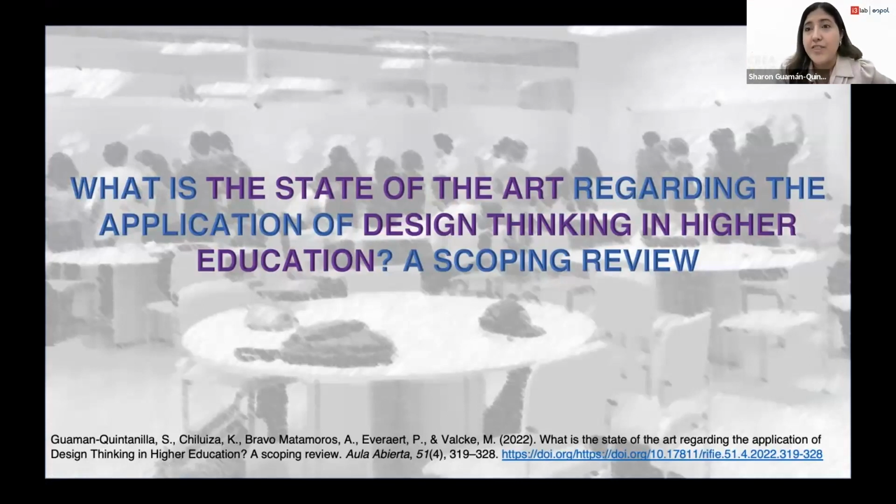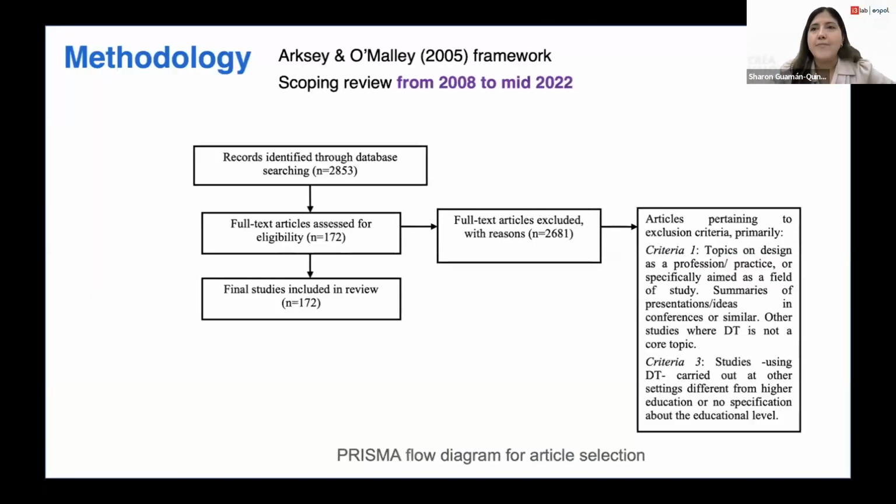So I would like to start with this first study that is basically a scoping review, because we wanted to know what was the state of the art regarding the application of design thinking in higher education. Basically, this paper had an early version in 2018. And this latest version was recently published by the end of 2022. And it gave us light on what we had to do back then. So I will talk about this latest, the most recent, updated version.